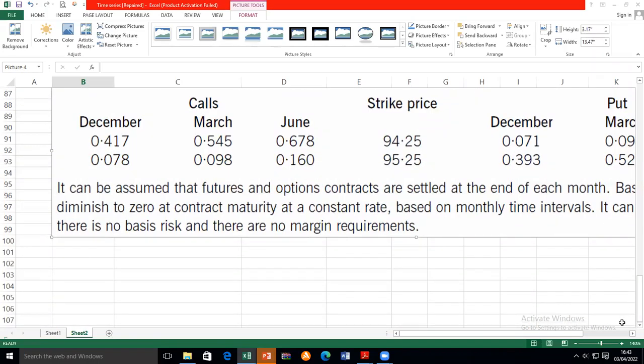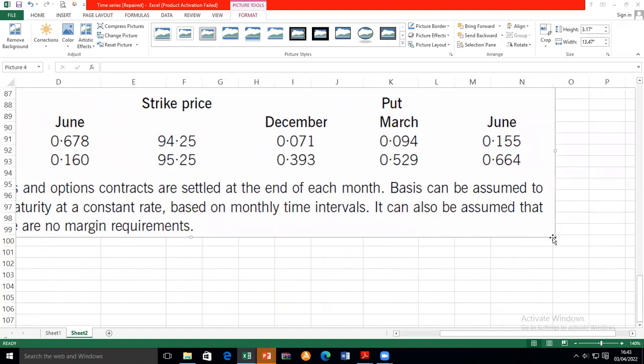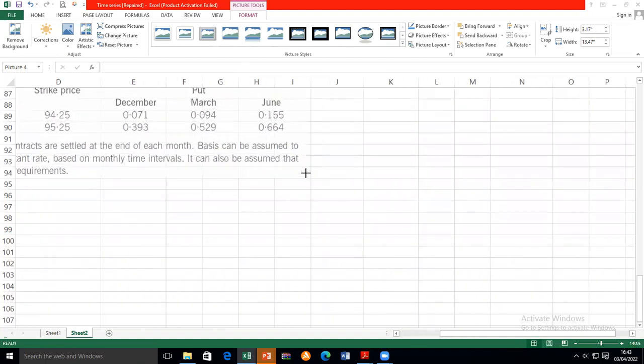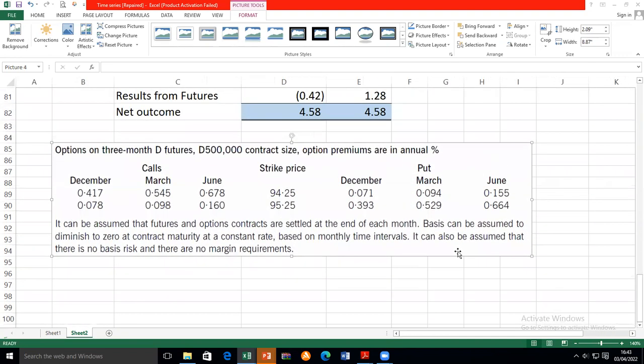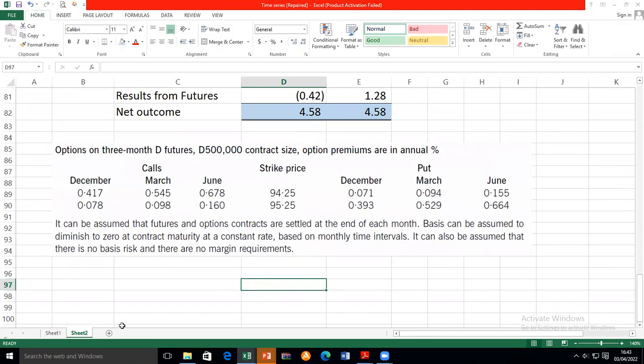Here we are. So that's our data there. So this is our option, and there are two options. So let us now set up the hedge. We go.